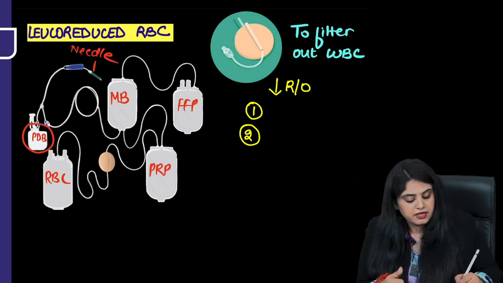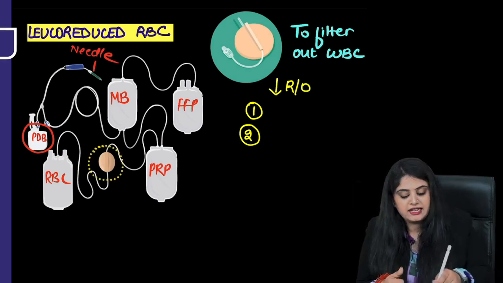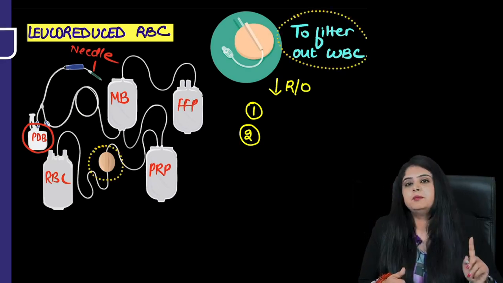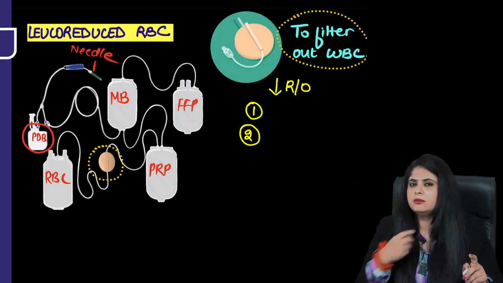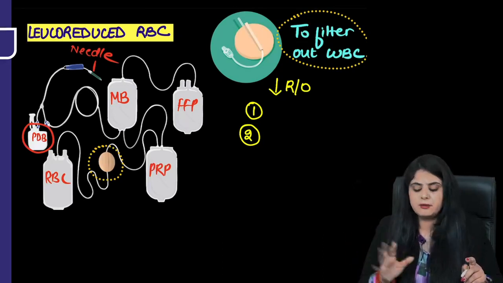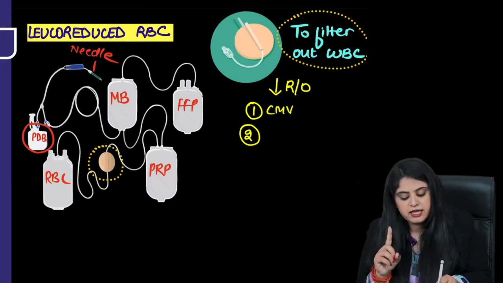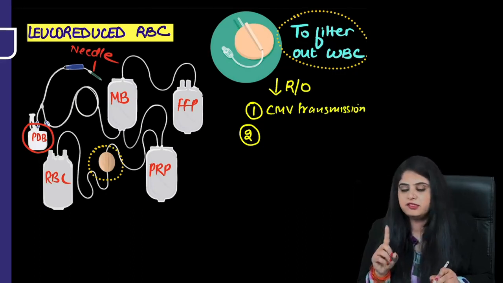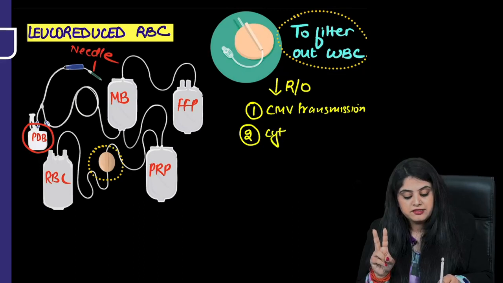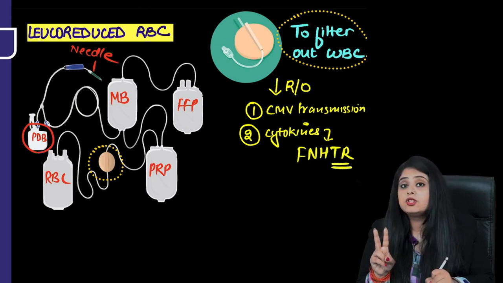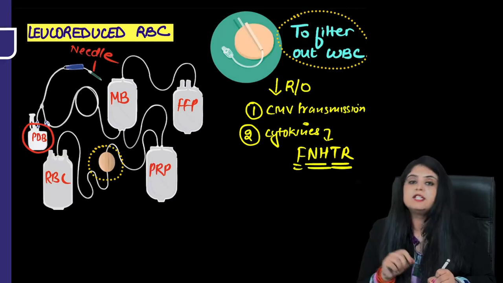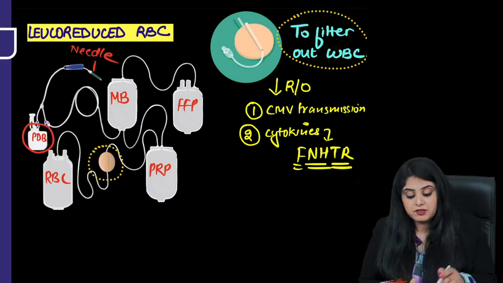So now you say there's one extra thing that I can see over here, and that is a filter. I have a problem with WBC. I always say, remove the WBC. Remove the filter. Filter them out. Why? Because firstly, WBCs carry the risk of cytomegalovirus transmission. If someone has cytomegalovirus, that will get transmitted by WBC. Second, WBC releases a lot of cytokines, and cytokines result in a very important transfusion reaction. Which transfusion reaction? Febrile non-hemolytic transfusion reaction. That happens because of cytokines.